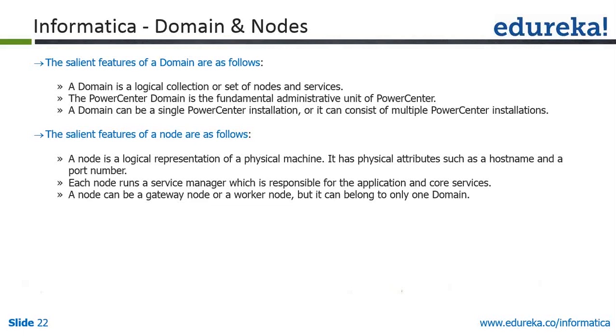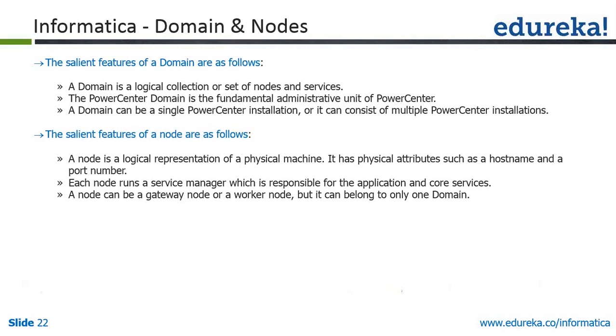So the salient features of a node are as follows. A node is a logical representation of a physical machine. It has physical attributes such as a host name and a port number. Each node runs a service manager, which is responsible for the application and core services. A node can be a gateway node or a worker node, but it can belong to only one domain.